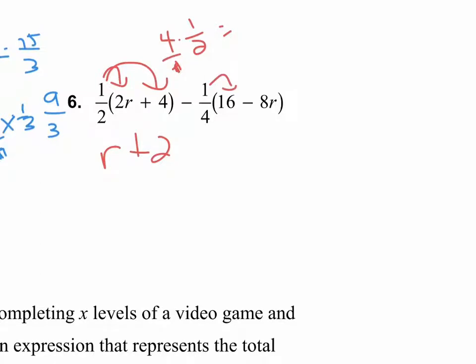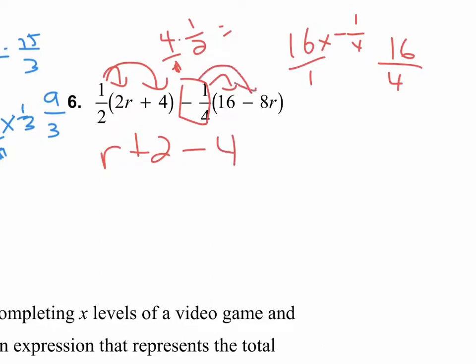Okay, then we do negative. This is negative 1/4 we're distributing. So 16 times negative 1/4. A negative times a positive is a negative. And then we can do 16 times 1 is 16, 4 times 1 is 4, 16 divided by 4 is 4. And then negative 1/4 times negative 8r. So negative times a negative is a positive. So 8 times 1/4, 8 over 1, we get 8 over 4, which equals just 2r.